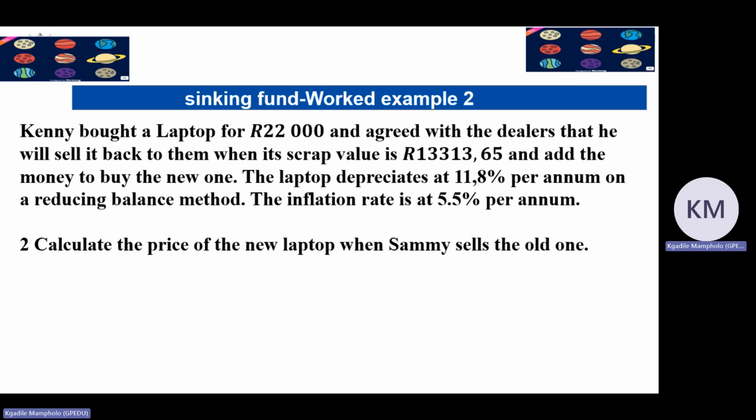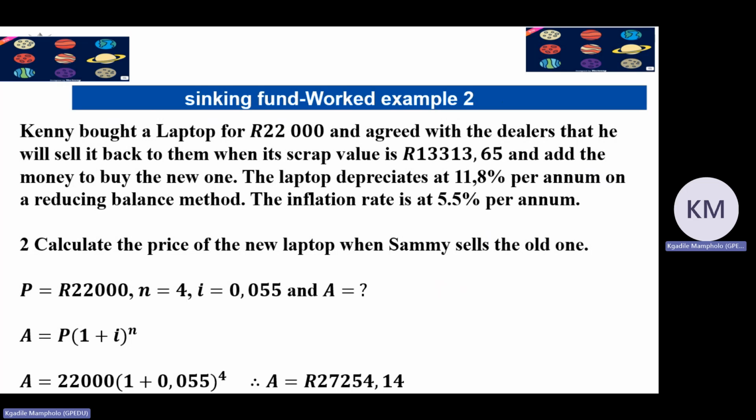Calculate the price of the new laptop when Semi sells the old one. Obviously, you consider inflation, which is the increasing rate, and we know it is 4. Then we substitute there, and you get the price of the new laptop. Sorry, the price, not the car. The price of the new laptop. So remember, use compound interest because the inflation rate will always be compound interest.